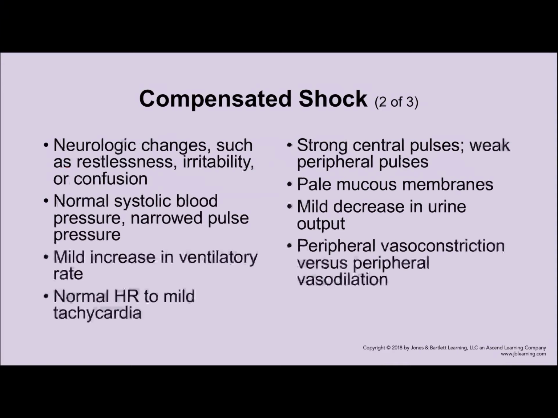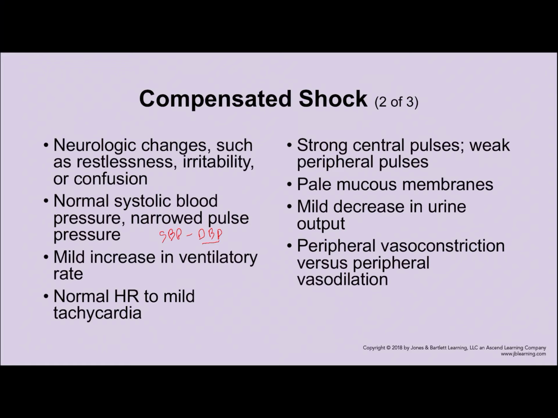Clinical signs that a patient may be in compensated shock include neurological changes such as restlessness, irritability, or confusion, all types of altered mental status. They typically will have normal systolic blood pressures in early compensated shock. However, you may notice a narrowed pulse pressure. As we said, the pulse pressure is the difference between the systolic blood pressure and the diastolic blood pressure. So essentially what's happening is that the diastolic blood pressure number is going up, making your pulse pressure narrower. And that's because your blood vessels are clamping down in an effort to maintain tissue perfusion and vital organ perfusion and keep blood flowing where it needs to go.